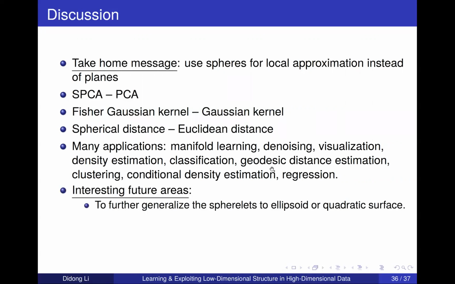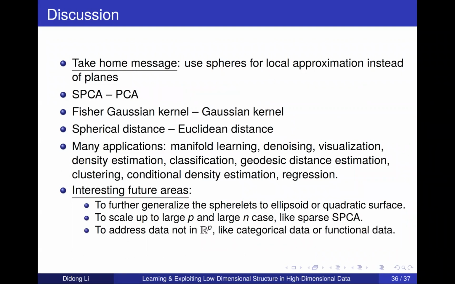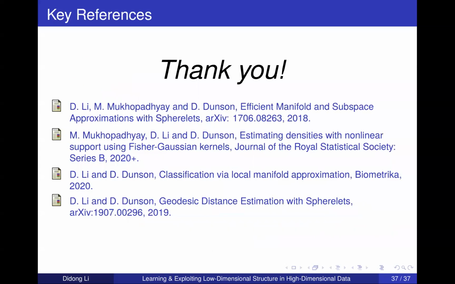And there are many interesting future works. First, we want to generalize the spherelets to ellipsoids or quadratic surfaces. We have a new arXiv paper last week where we generalized the spherelets to ellipsoids. Actually, it's a special kind of ellipsoid, but we will lose the closed-form solution of spherelets. For this ellipsoid approximation, we need to do some gradient descent. And I guess the general quadratic surface case is even harder. We also want to scale up to large P and large N cases, like sparse PCA. We want to develop sparse SPCA. And we want to address some non-Euclidean data, like categorical data or functional data. Okay, that's my talk. Thank you very much.